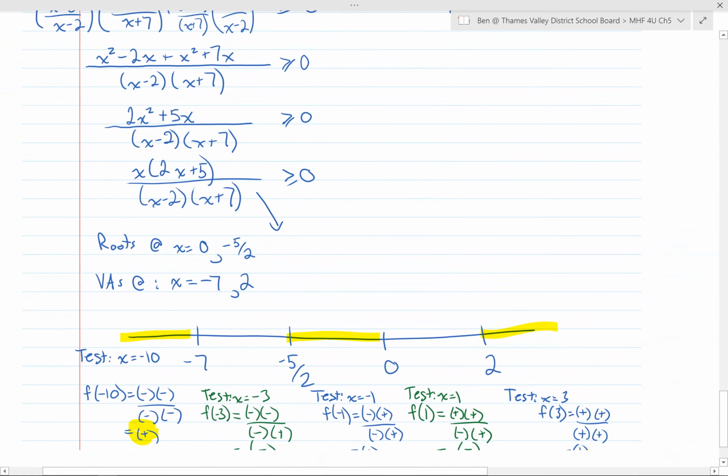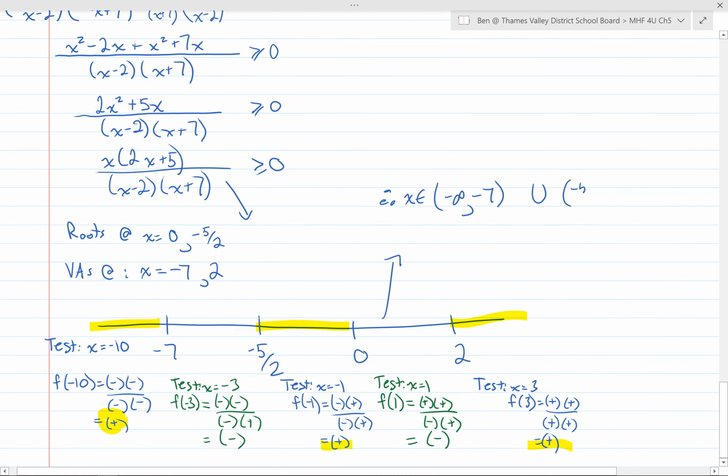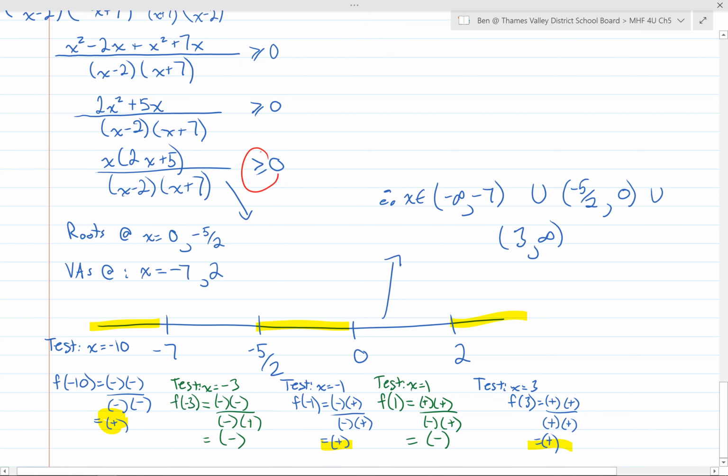So when I try and write my solution here, I'll write it up here so that you can see the work a little bit more. Therefore, x is an element of, and we can go with from negative infinity to negative 7, union with from negative 5 over 2 to 0, union with from positive 2 to positive infinity. But then we need to double check. What we're trying to find here is where our function is greater than or equal to 0, right? So we need to include any of the points where our function equals 0.